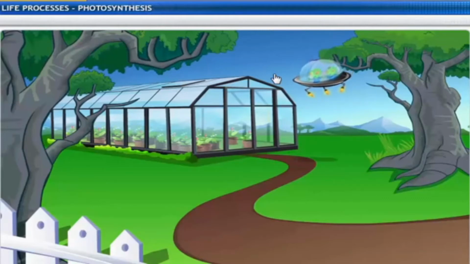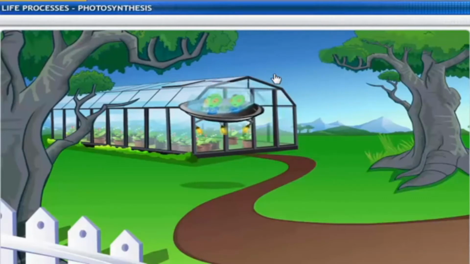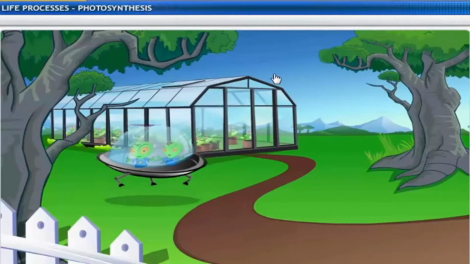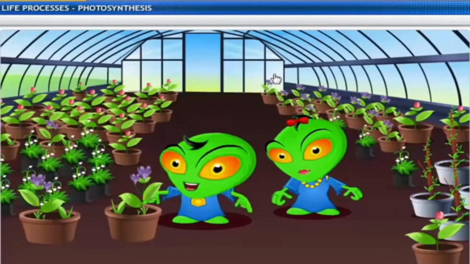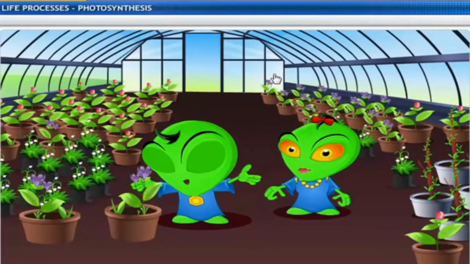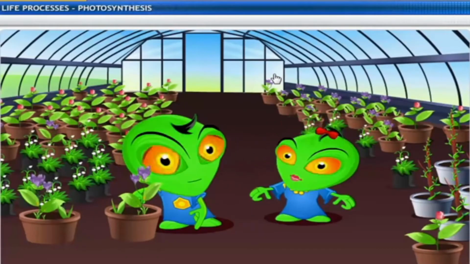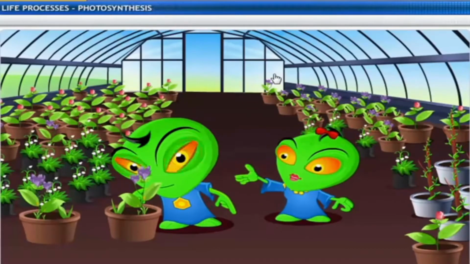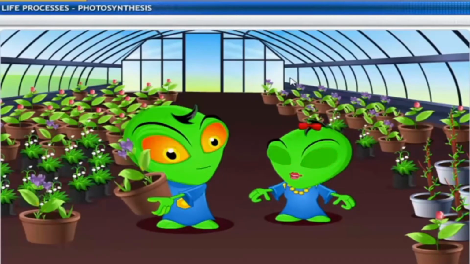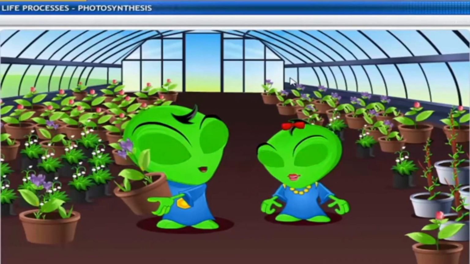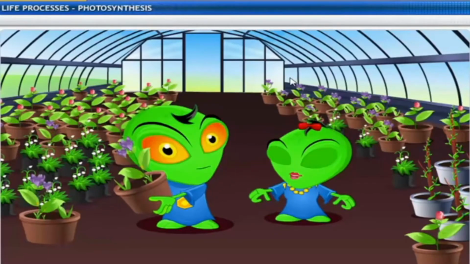Hey, look! What's that? Looks green, just like us. No, it's different. It doesn't have a mouth. How does it feed itself? Is it a live organism? Strange. Let's take this back with us as a specimen.